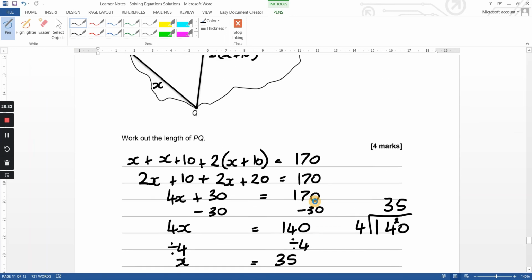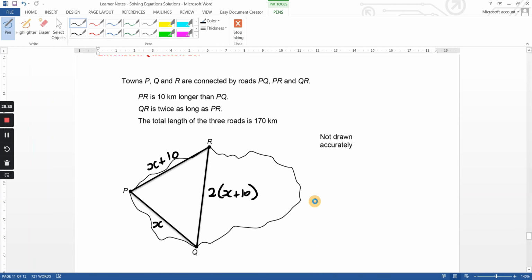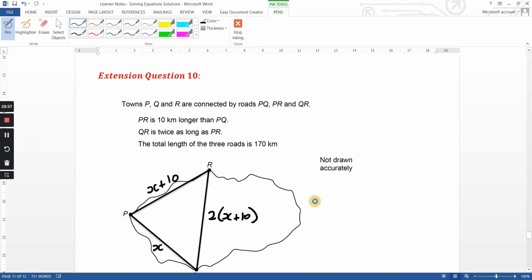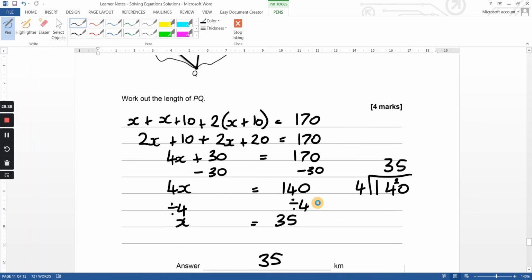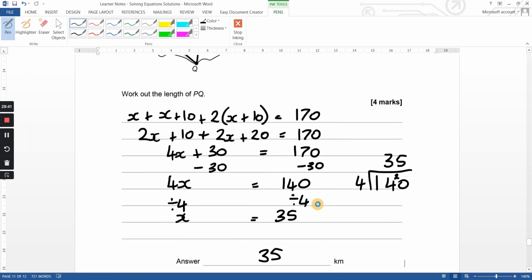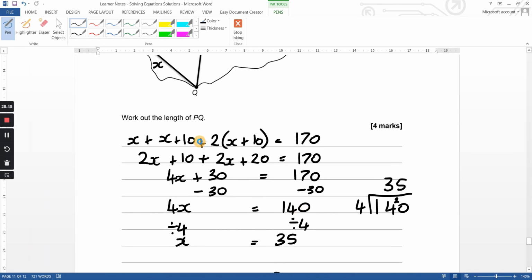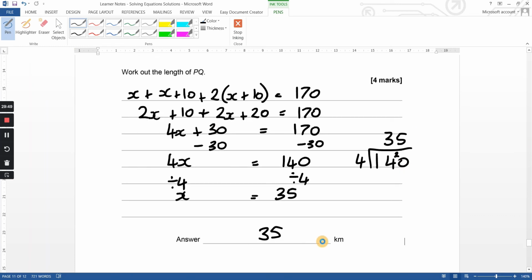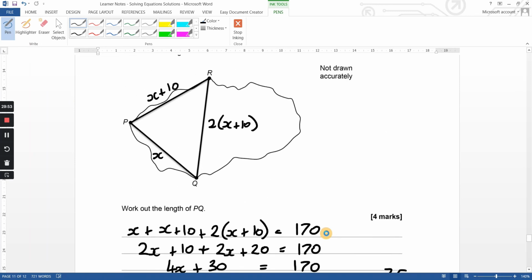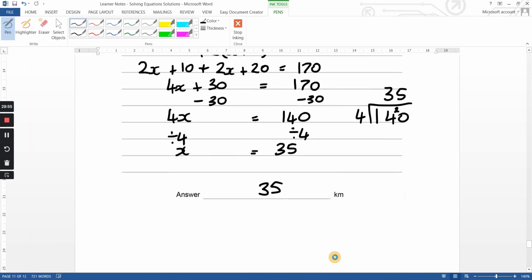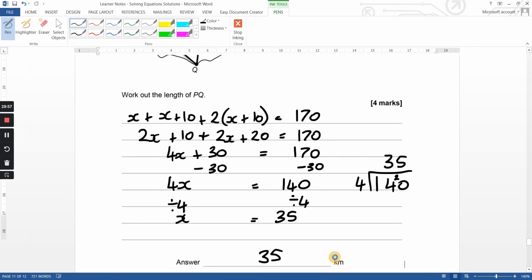It's not too bad, is it? Notice they didn't mention use algebra, but I think that's obviously the best way of doing it. And to show your working out especially, that's how you're going to get your 4 marks. If you just put 35 as your answer, you're not going to get 4 marks, are you? Yeah, so that's that done.